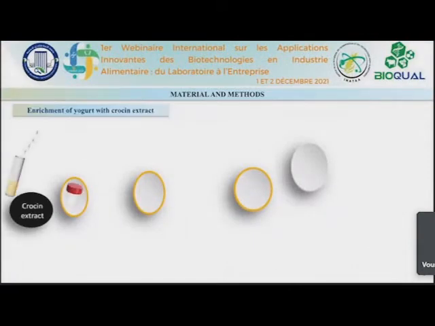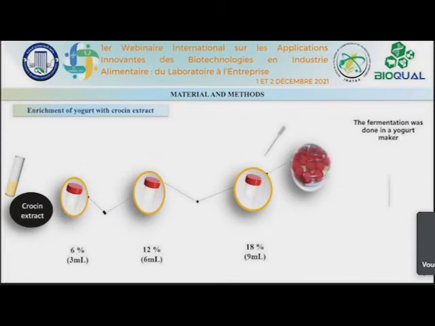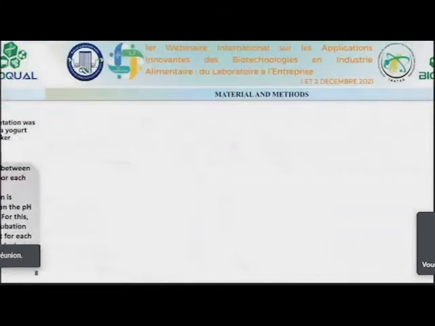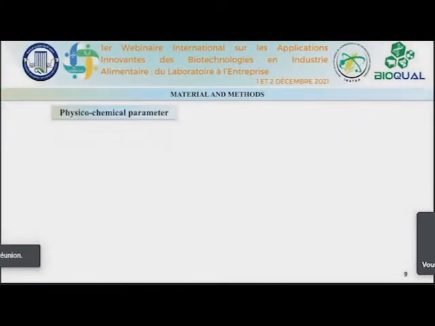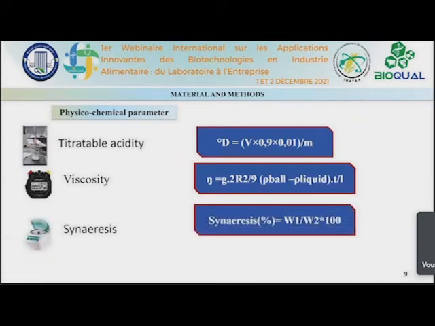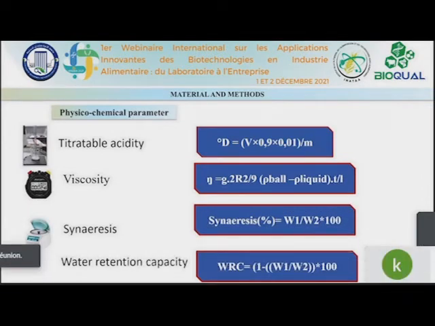Once our extract is obtained, our yogurt is enriched at rates of 6%, 12% and 18%. Then we incubate our product in a yogurt maker for a period between 2 hours and 12 hours, and we stop the fermentation when the pH reaches 4.6. Once our yogurt is prepared, we follow the physico-chemical parameters, including acidity, viscosity, syneresis and water retention capacity, which are calculated by the formulas that we see on this slide.